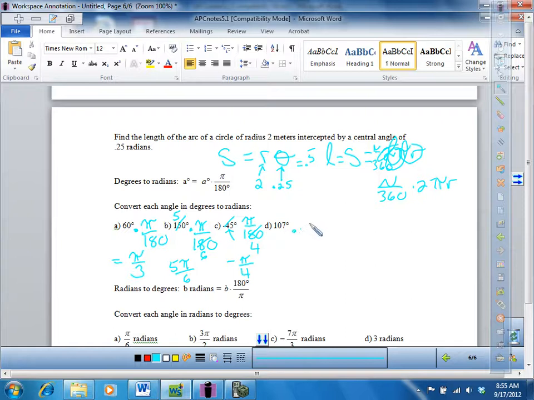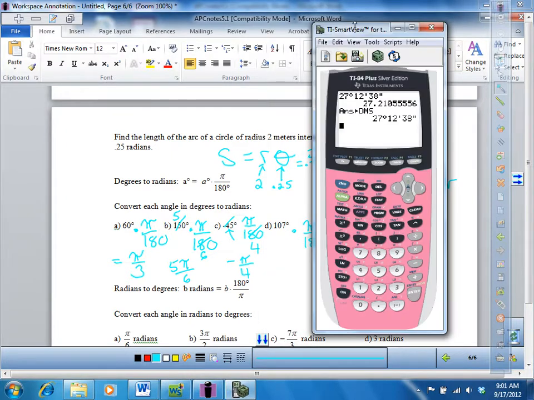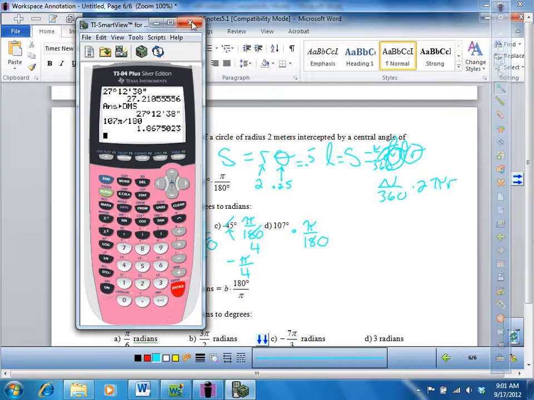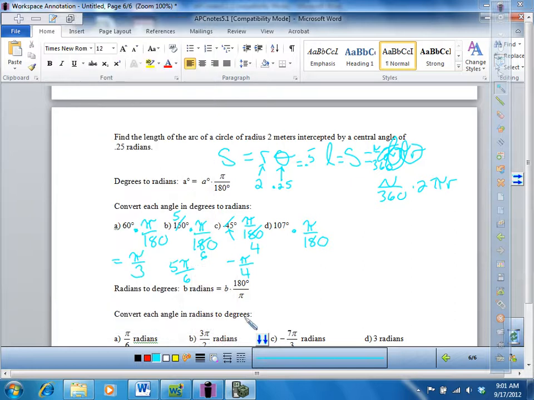And 107, that doesn't come out to be a nice neat one. So for this one, 107, you would actually have to do that on your calculator. You would do 107 times pi. Pi is up here. I can't see the screen. Where's pi? Above the, here? Pi divided by 180, and you get 1.86 radians. And you don't have to put radians, you could just put 1.86 because it's assumed.